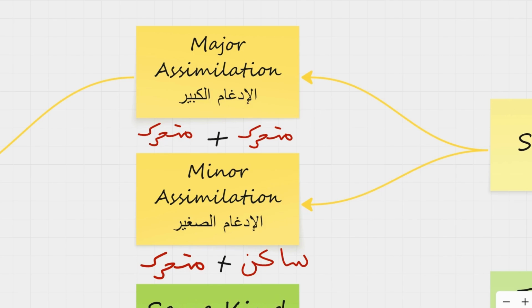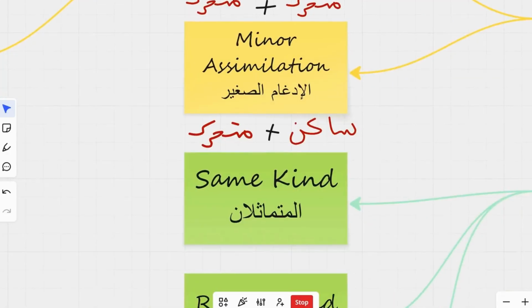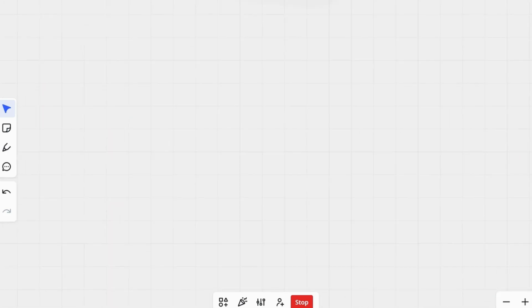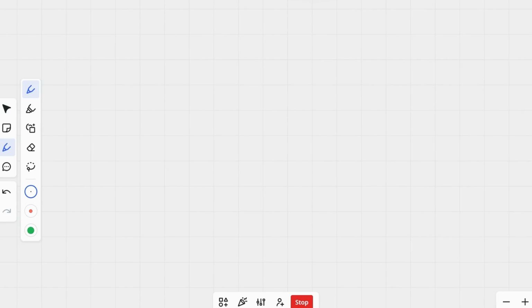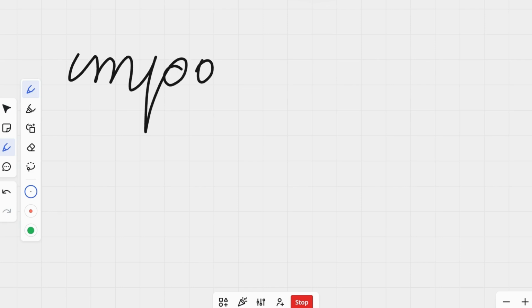Now we call them major for a few reasons. Follow with me. The first one: major assimilation is a fixed assimilation. What does that mean? What do we mean by fixed? Let me explain it in simpler English, normal words, so you can understand where I'm coming from. So, for example, the word impossible.